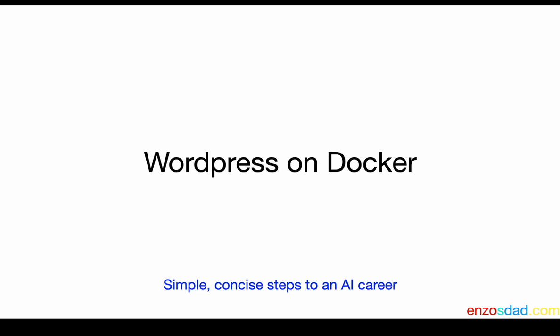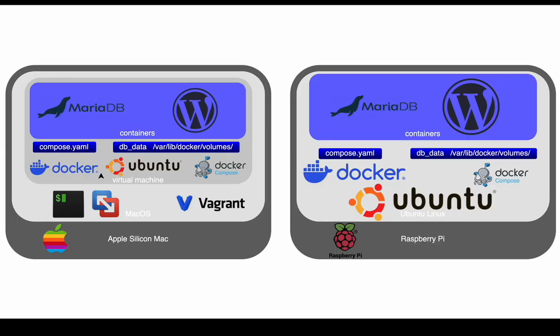So we're going to install WordPress on Docker. On the left is what I'm going to install just now. I'm using an Apple Silicon M1 MacBook Air. And if you don't have capacity on your PC or laptop, we'll use the right hand side, which you can use an old PC or a Raspberry Pi. Yeah, as you can see, they're very similar.